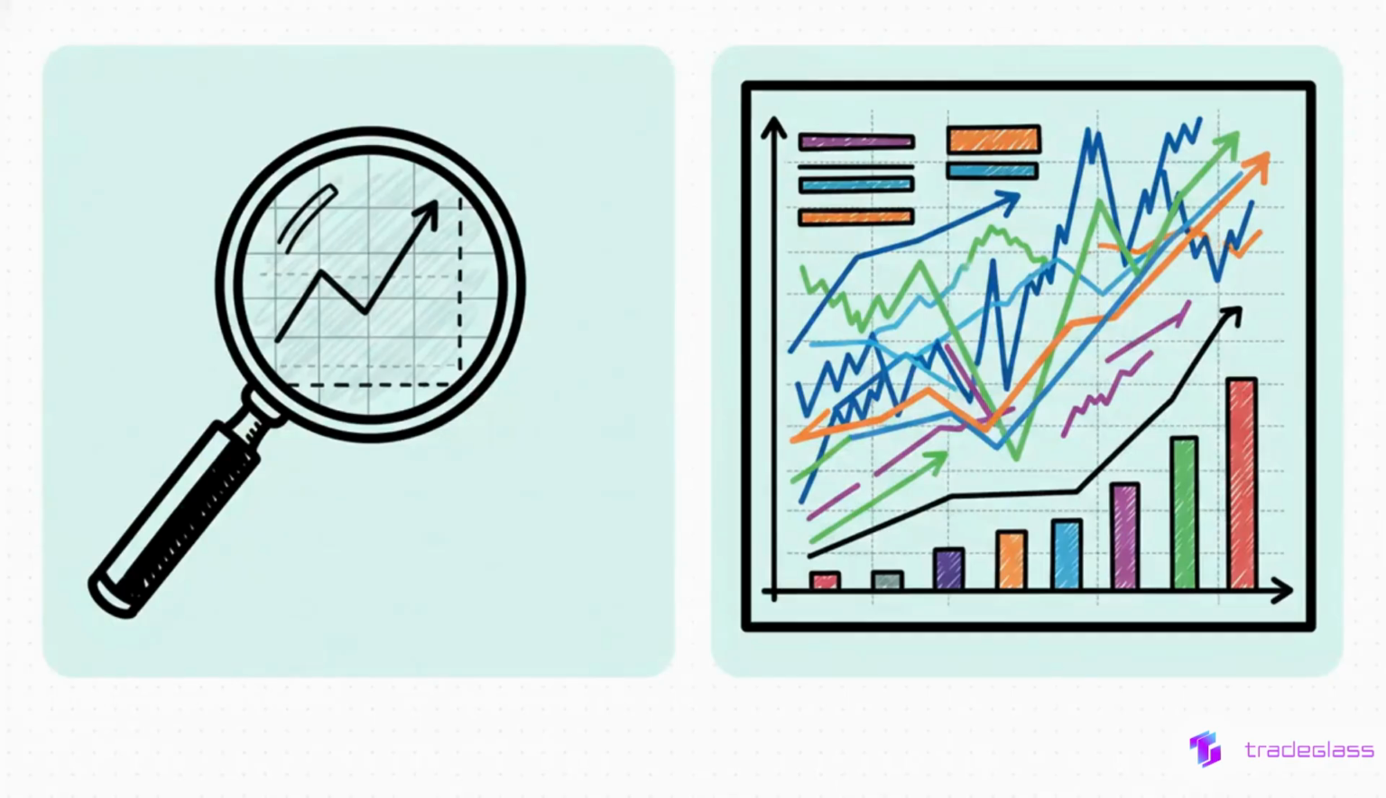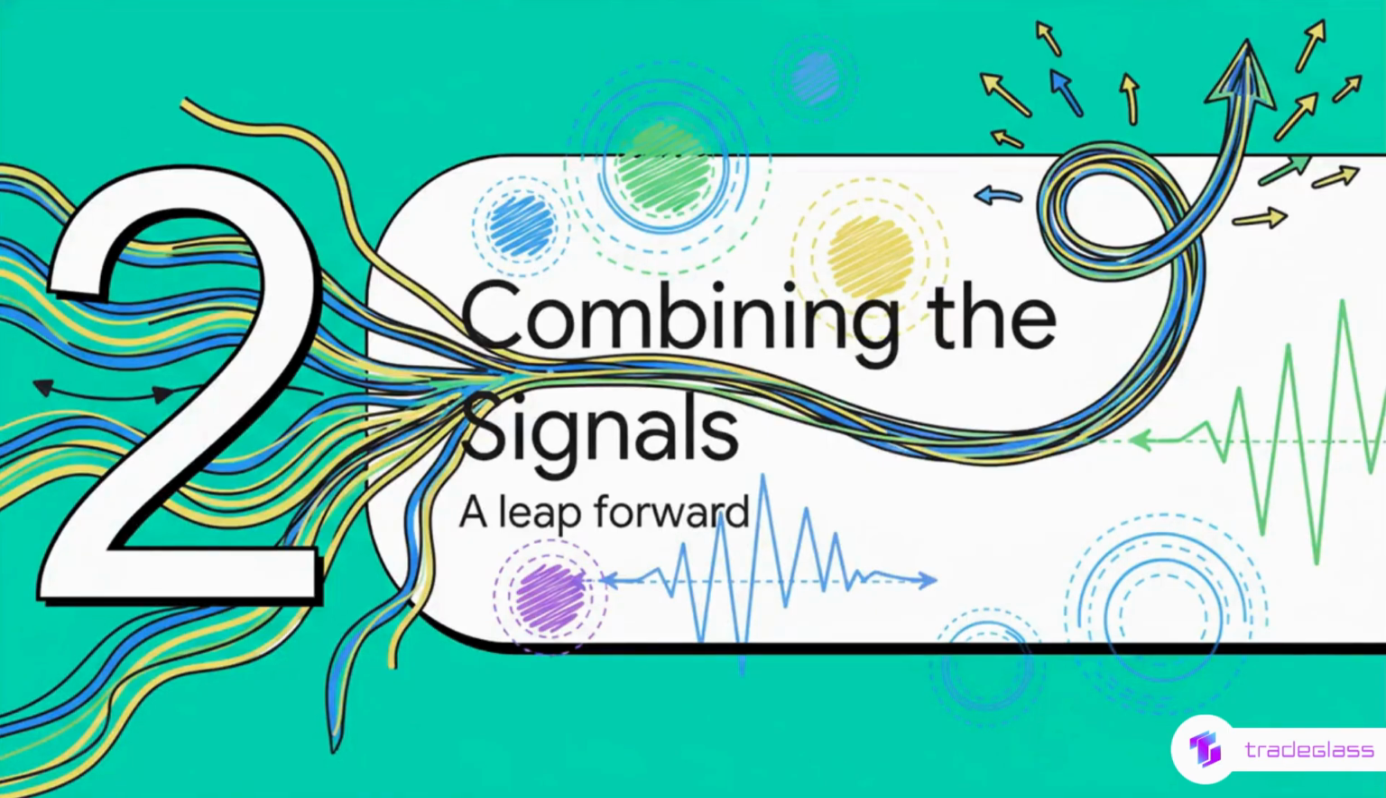This slide really shows you what I mean. On the left, with your single lens, you might be totally focused on the trend. But look to the right. That's the real world. You're completely missing what's happening with momentum, volatility, and volume. And to make really smart decisions, you've got to see the whole picture. So how do we get there?